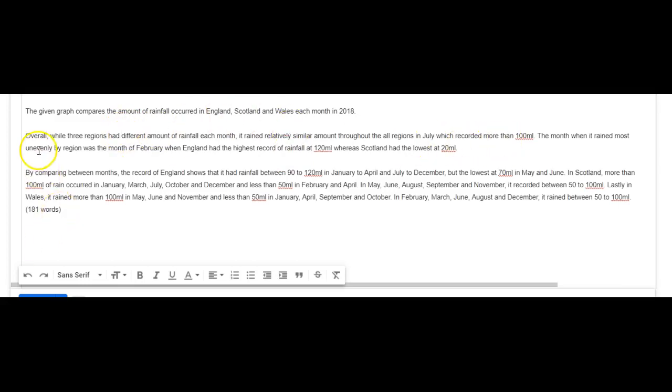So what you could have said instead was something like, overall, while the three regions had different amounts of rainfall each month, or you could have said, while each of the regions fluctuated considerably, all three had a relatively similar amount in July. Done. Okay? That would have been an overview. This was just, there's no way to distinguish what you wrote from a detailed paragraph. Okay? So, then, let's go back to this issue here of your ranges.